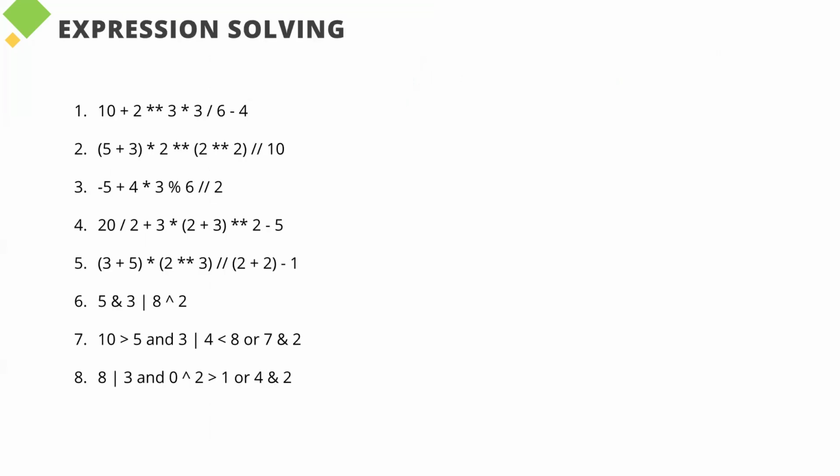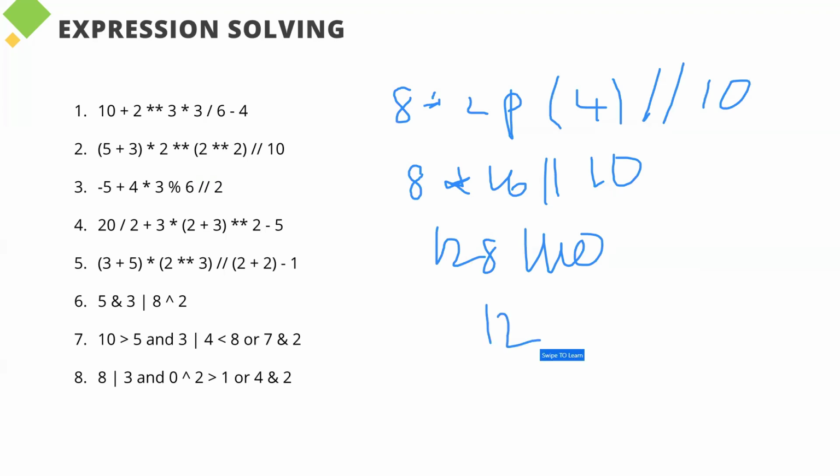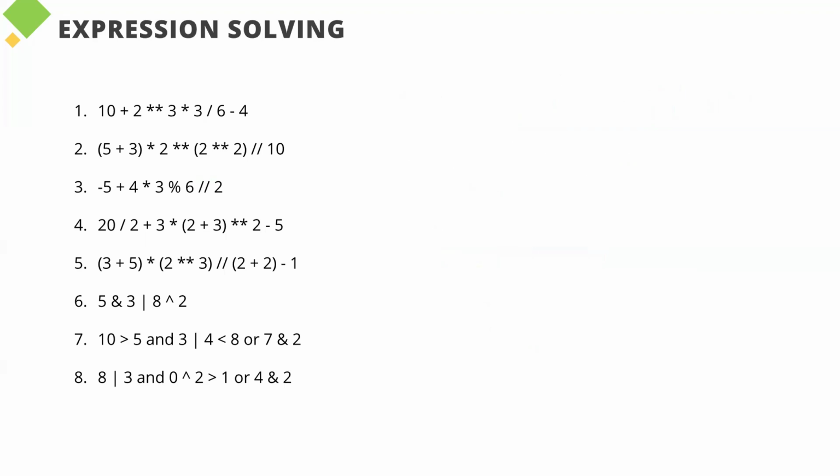So let me first do the parenthesis part. 8 into 2 power 2 square. 2 power 4 is 4. Floor division 10. Now let me do power again. 2 power 4, that is 16. 8 into 16, floor division 10. 8 into 16, 128, floor division 10. It would be 12. So like this, you have to solve your expressions.